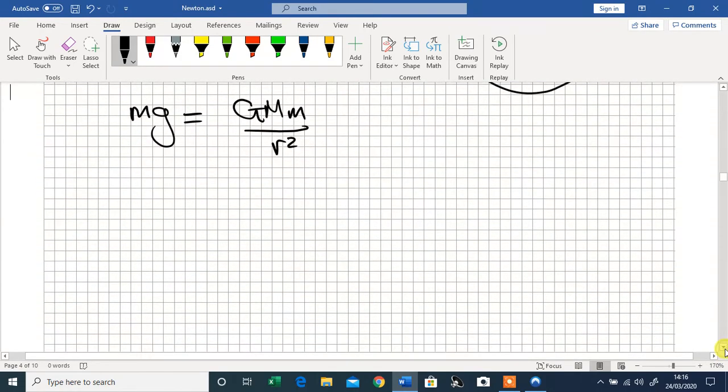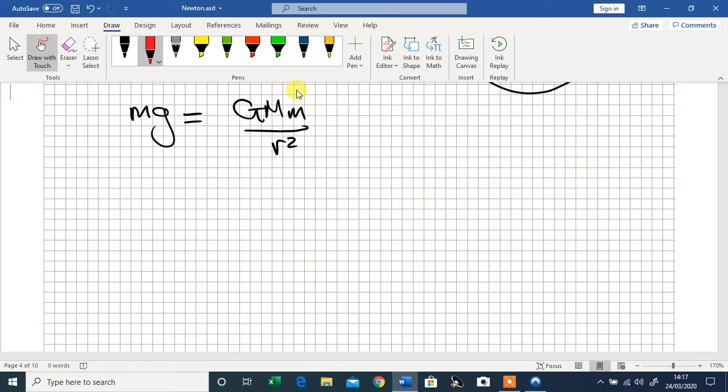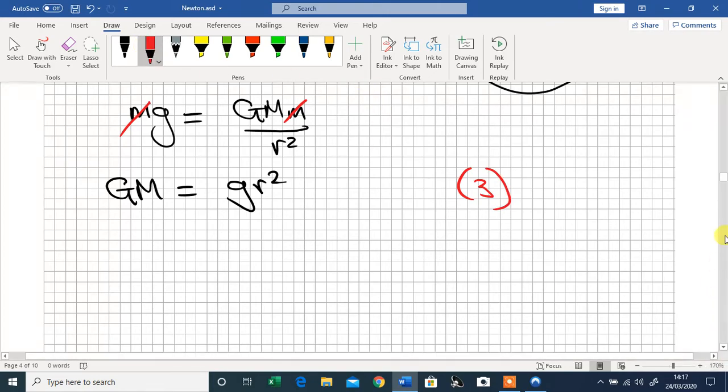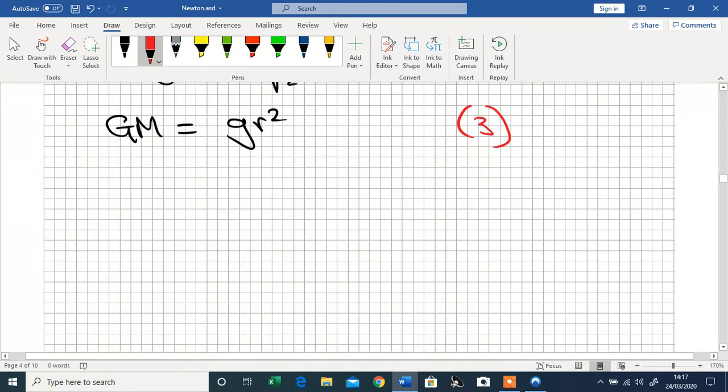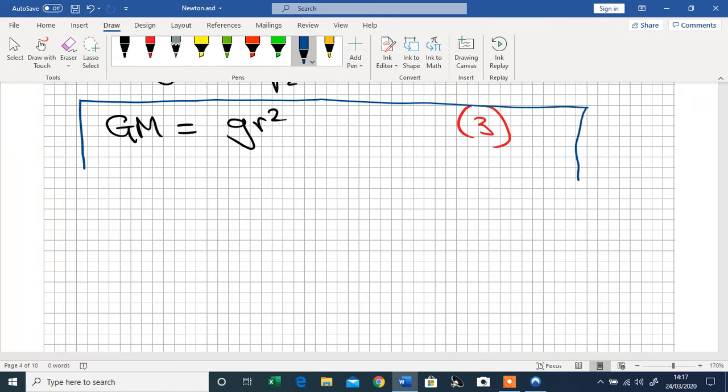And what you'll be able to see is that we now have the mass m on either side, the mass of the single point on the surface of Earth, which cancels. And this leaves us with g equals GM over r squared, which can be rearranged to make GM the subject, and that is equal to g r squared. We'll call that equation 3. We'll need that equation for what we're about to do next, so I'll just highlight that in blue, so I don't miss it when I want to look back later on.